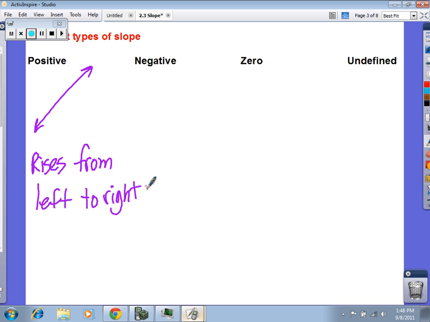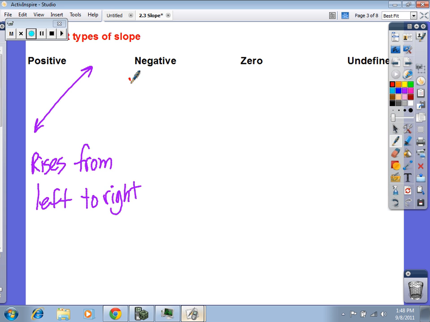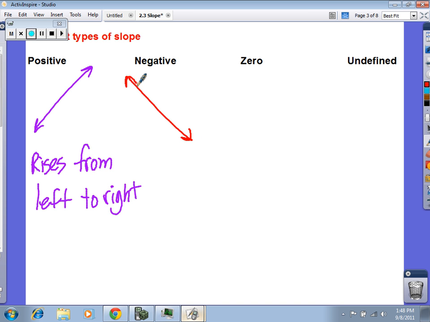What does a negative slope look like? Down from. So from left to right, what's it doing? From the left to the right, it's dropping. So it falls from left to right. Okay, these two, you're going to have to memorize them.